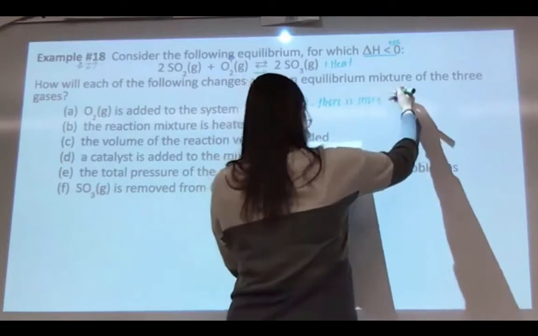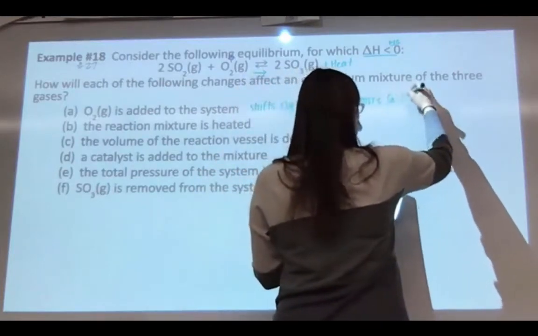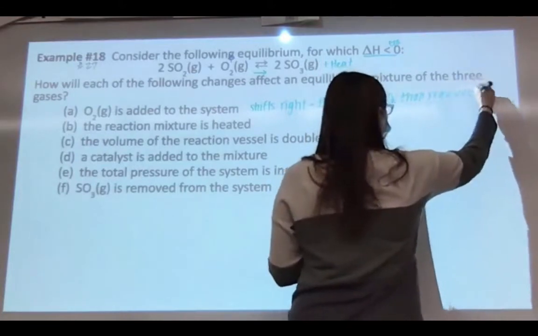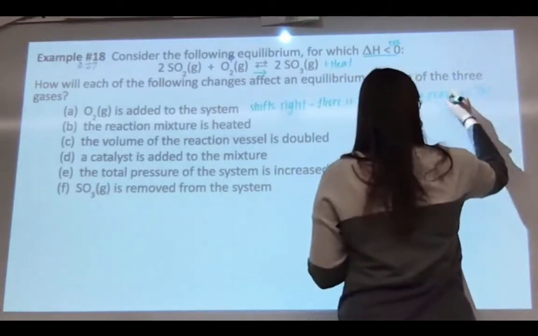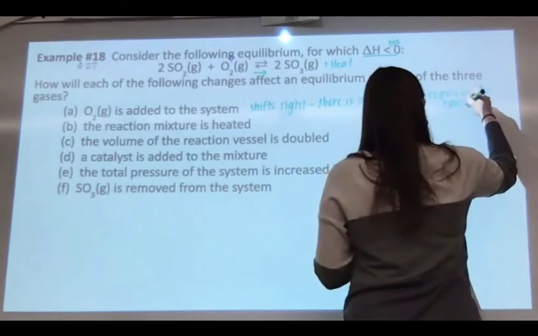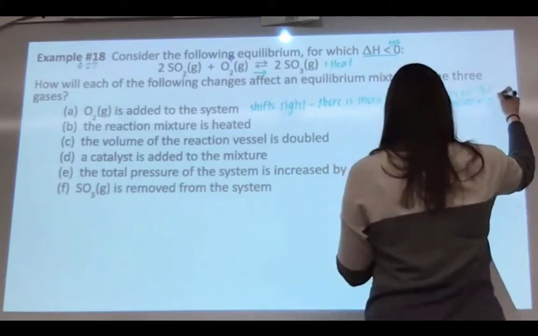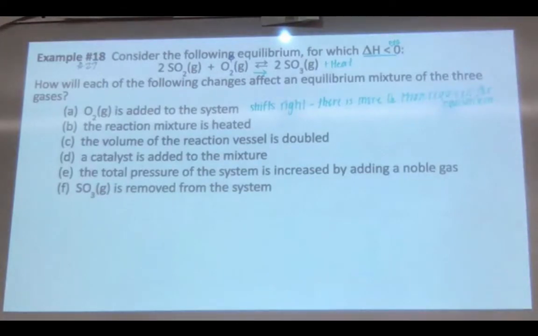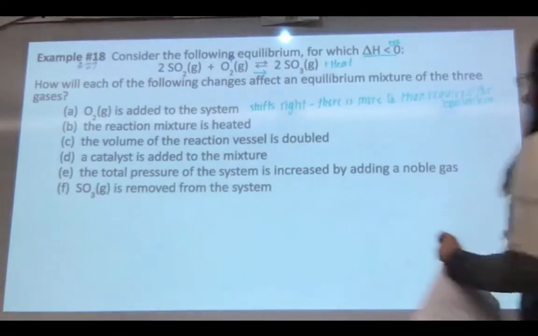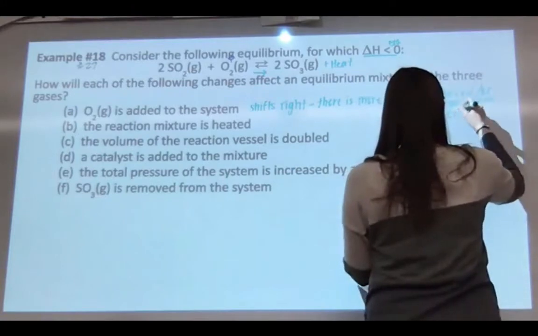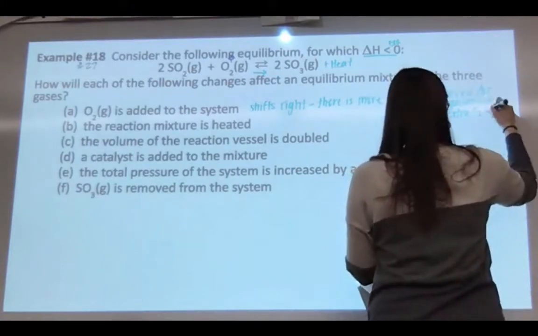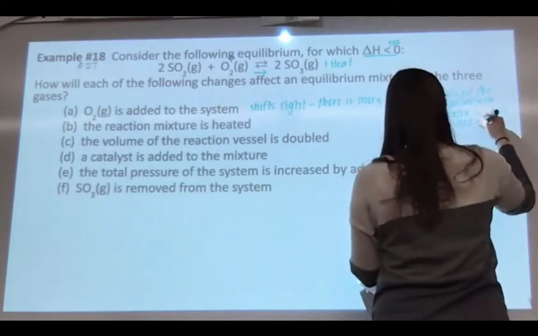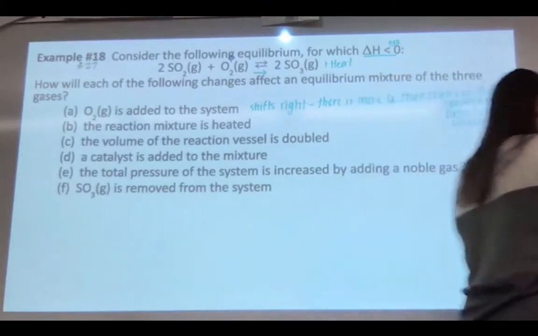So we could say there is more O2 than required for equilibrium. All right, so that extra O2 needs to be used up. Let me put that here. Extra O2 needs used up. I'm going to change because the green's hard to see.